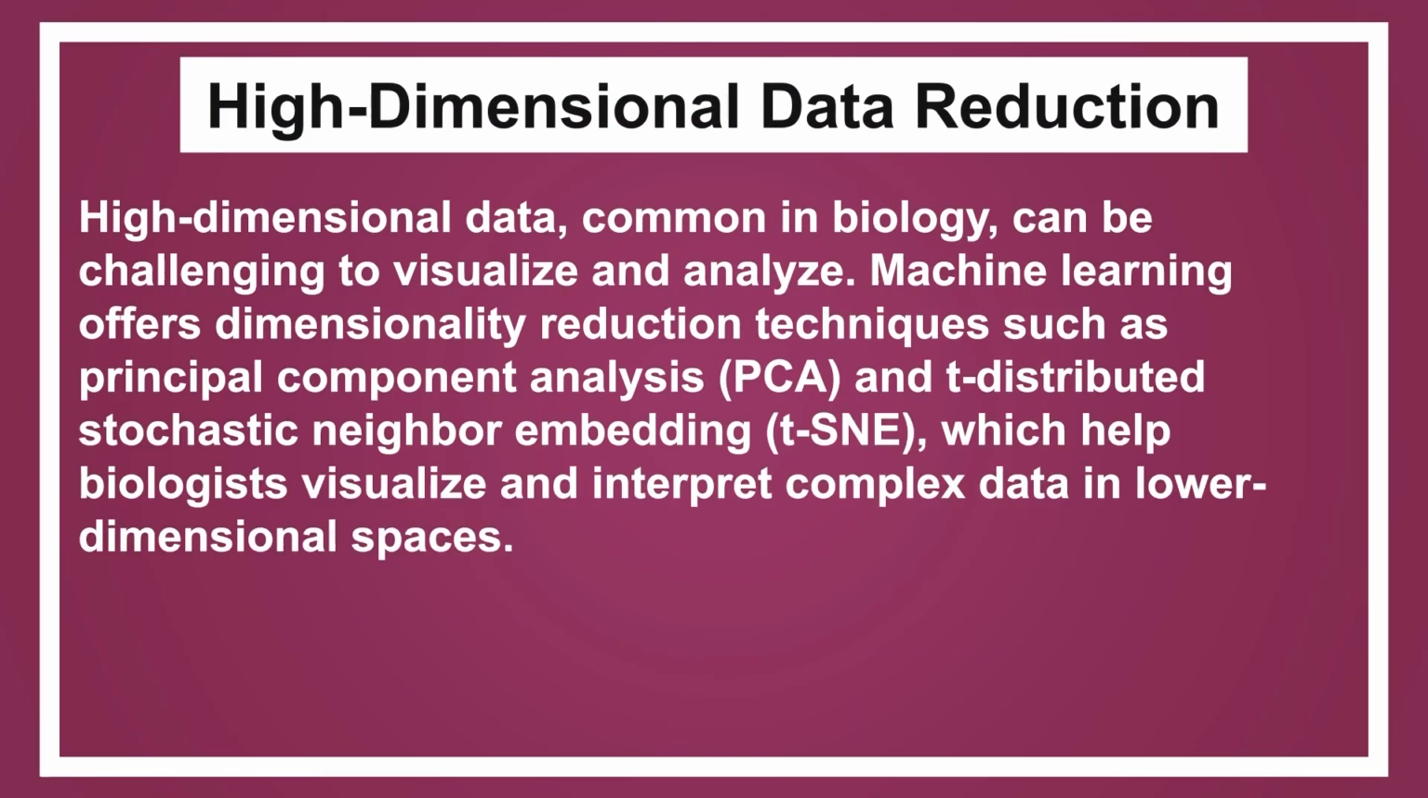One more thing that I can think of is high dimensional data reduction. For example, high dimensional data, common in biology, can be challenging to visualize and analyze. Machine learning offers dimensionality reductions such as PCA, principal component analysis, and t-distributed stochastic neighbor embedding. Don't worry about these terms. PCA and t-SNE, as we generally call them, help biologists to visualize and interpret complex data in lower dimensions.